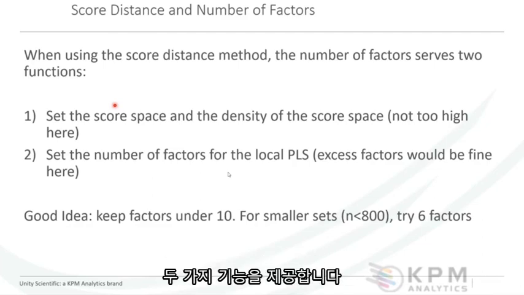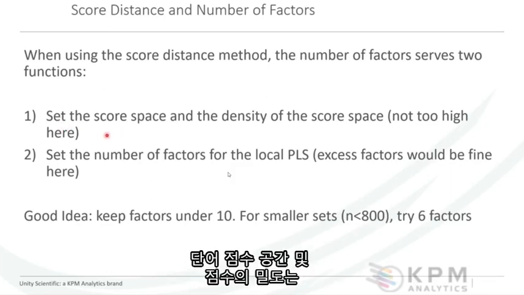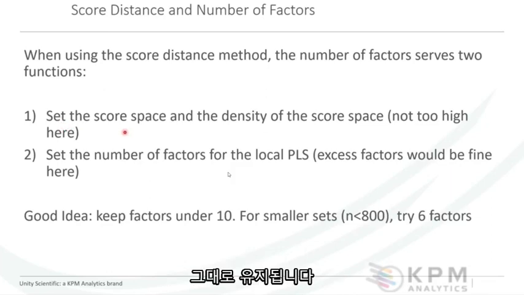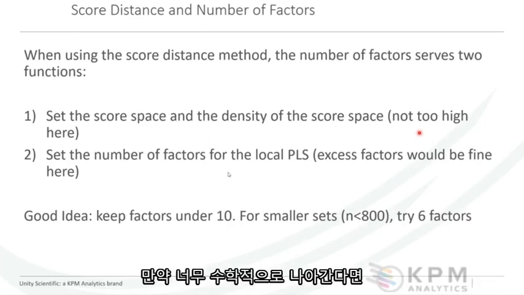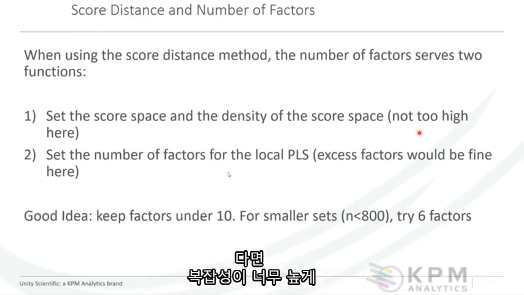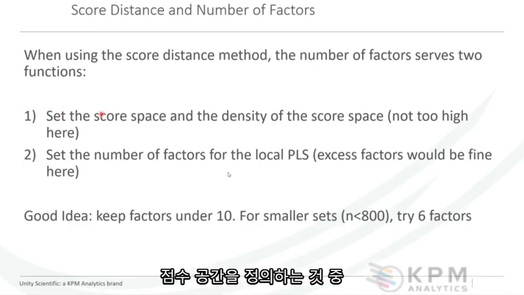The number of factors serves two functions. So number one, we're defining the score space and the density of the score space. And there's a little note here that says not too high. Remember, as with all cases, if you push the math, if you select levels of complexity that are too high, you're chasing noise or you're chasing variation that doesn't help you. So that's one of the things that it's doing. It's defining the score space.